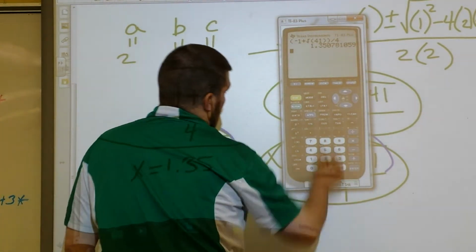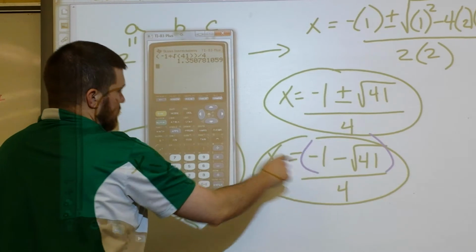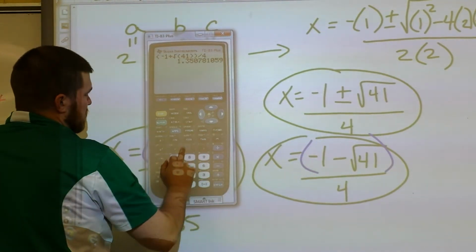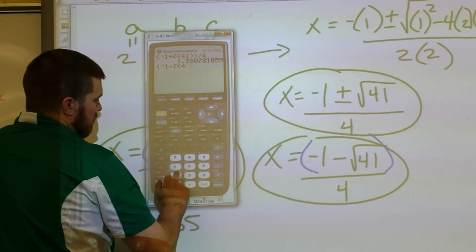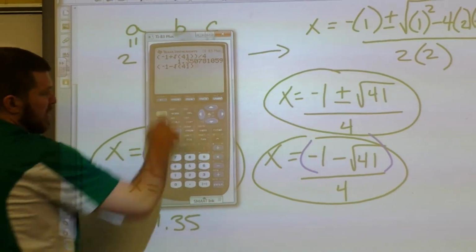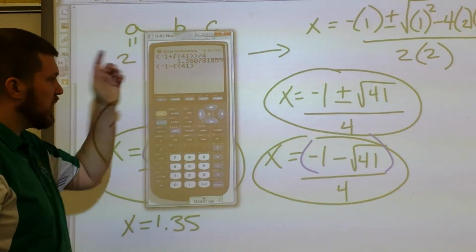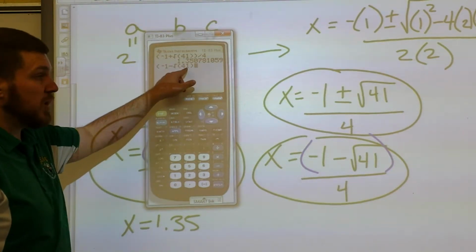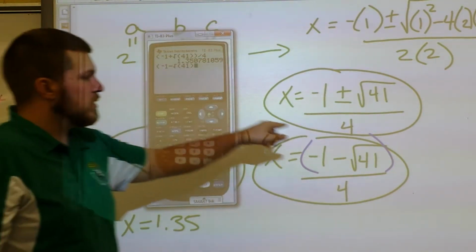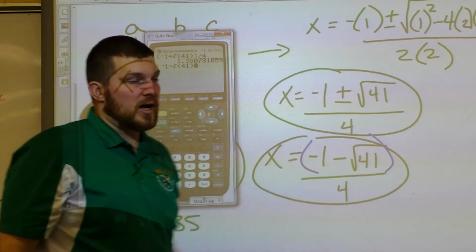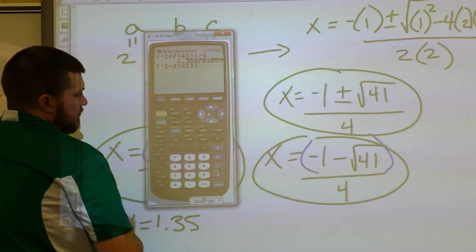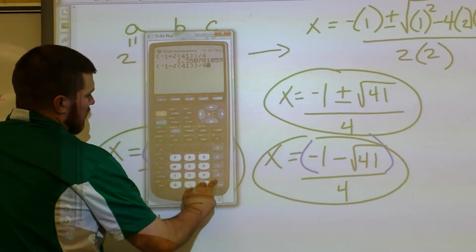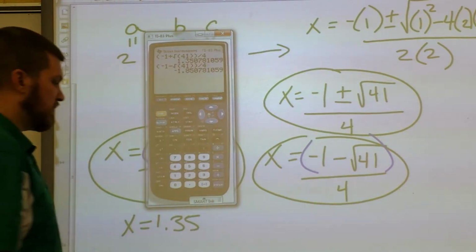And then let's do the other one over here on the right. So parentheses, the blue parentheses, negative 1 minus square root 41, close parentheses. Now, notice that when you hit the square root symbol, it automatically gives you a parenthesis that you have to close. So this parenthesis right here is just closing up the square root. It's not the blue parenthesis on the end. So to get the blue parenthesis on the end, you've got to do it again. Divided by 4. And you get negative 1.85.